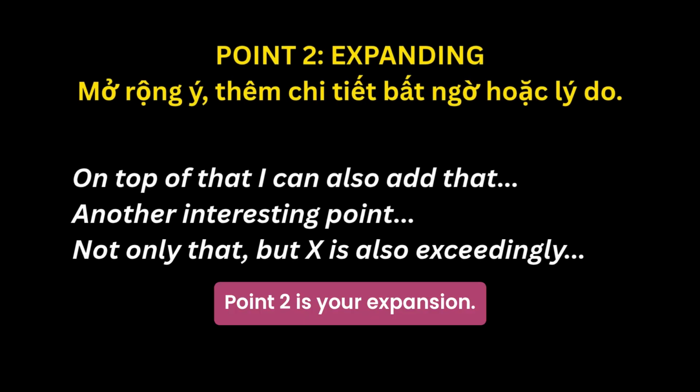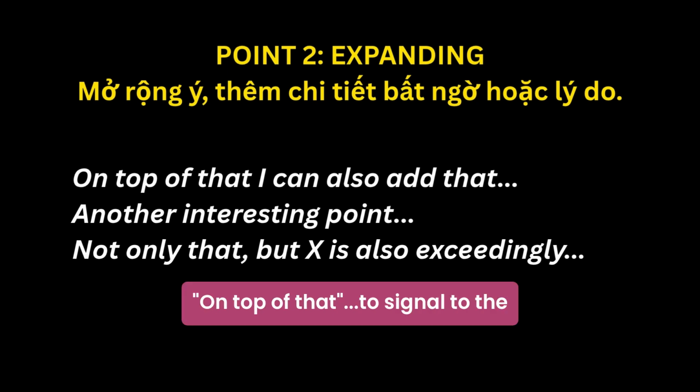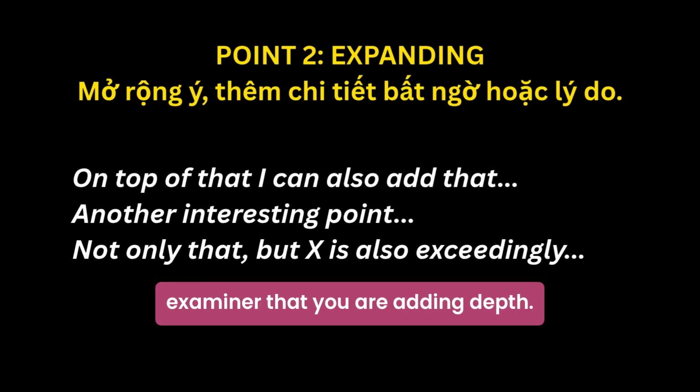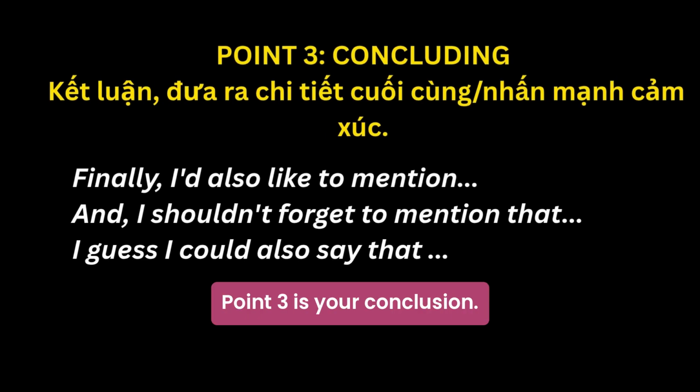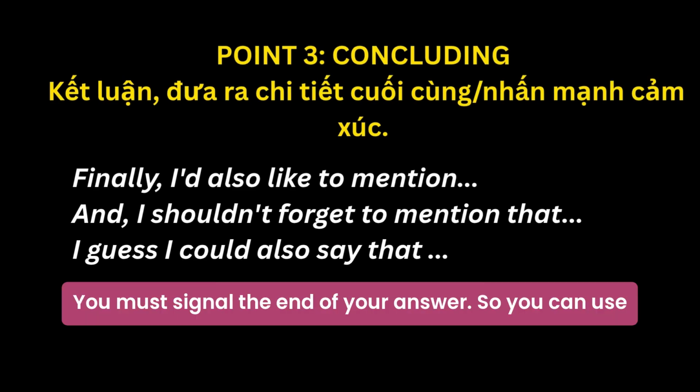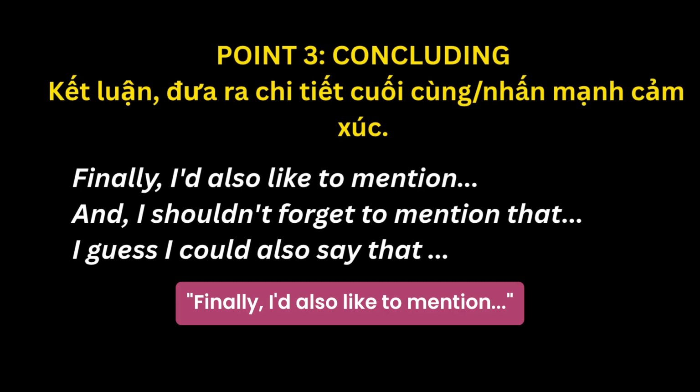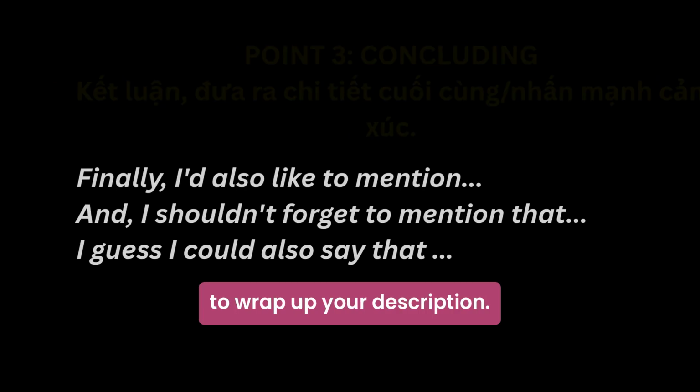Point 2 is your expansion, so use phrases like "on top of that" to signal to the examiner that you're adding depth. Avoid simple words like "also" or "and." Point 3 is your conclusion. You must signal the end of your answer. So you can use "finally." "I'd also like to mention" to wrap up your description.